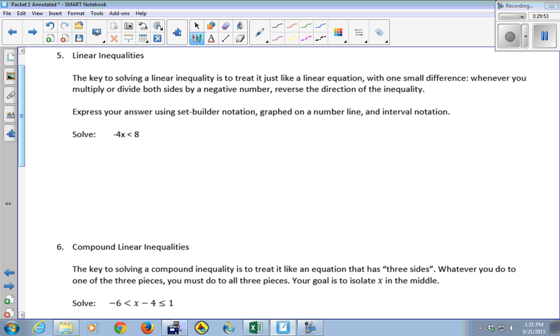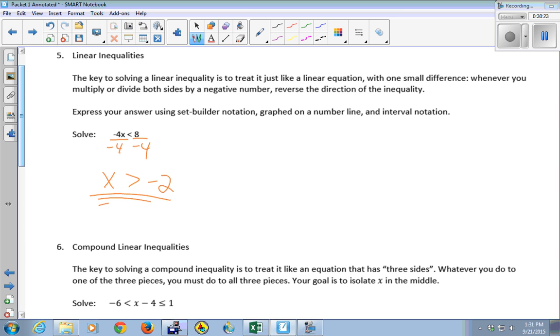So for example, if I want to solve negative 4x is less than 8, to get the x by itself, I would divide both sides by negative 4, right? So my negative 4's cancel. On the left, I have an x, and on the right, I have a negative 2. But because I divided by a negative, the sign flips. The alligator was going this way, right? Now it's going to go this way. So x is greater than negative 2.